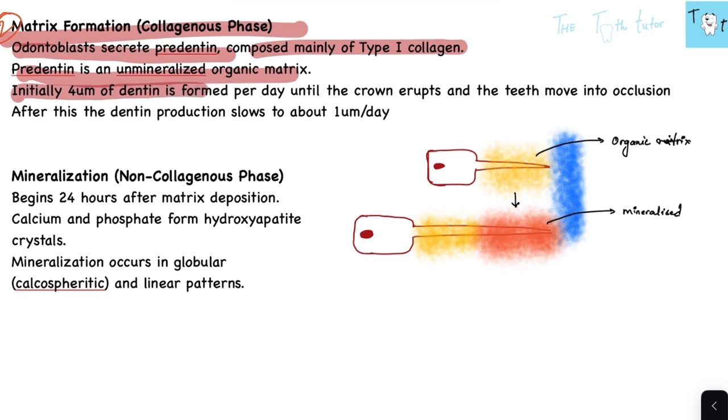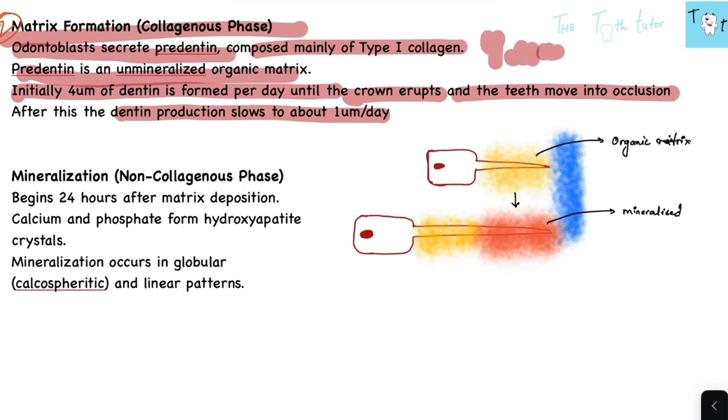Initially 4 micrometers of dentin is formed per day in the crown until the crown erupts and the teeth move into occlusion. After the teeth move into occlusion, the dentin produced is close to about 1 micrometer per day. So this is the daily formation of dentin. When the teeth are unerupted or not completely into occlusion, the daily amount of dentin formed is 4 micrometers per day. After the teeth are into occlusion, it is 1 micrometer per day. So dentin is formed throughout life. It just slows down the formation.